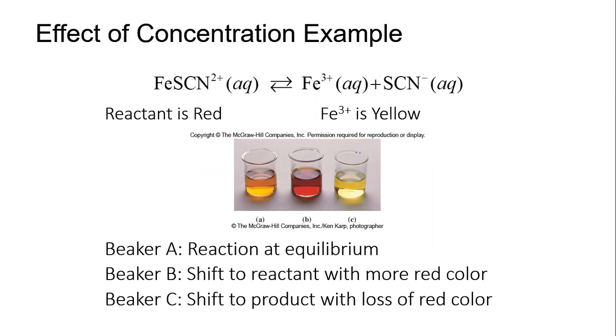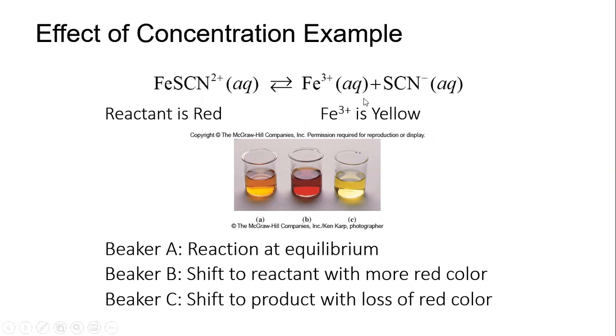And so here if we look at the effects of concentration, we see that when we have more of the reactant, it is red, and when there is more of the product, it is yellow. So in beaker A, since it's orange, this means it's a mixture of red and yellow. So that tells us we're at equilibrium. But as we go to B, you see what's happened is it shifts to the reactant side because, again, the reactant is red. So if our solution turns red, that means that it's making more reactant to reestablish equilibrium.